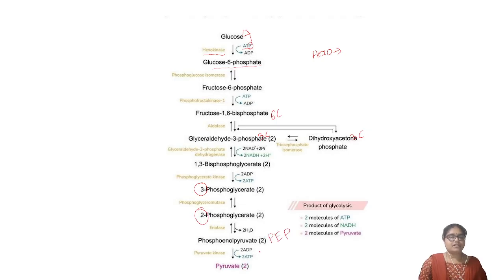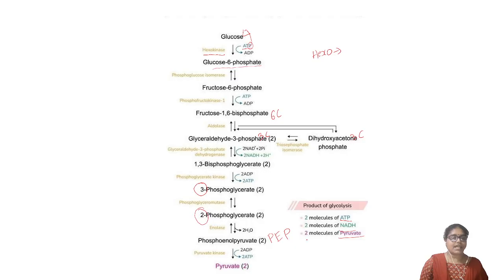From PEP, another substrate level phosphorylation occurs in the presence of pyruvate kinase. Another molecule of ATP is formed. From phosphoenol pyruvate, one phosphate group is given to ADP to form ATP, and 2 molecules of pyruvic acid or pyruvate are formed. Here the products of glycolysis are 2 molecules of ATP, 2 molecules of NADH and 2 molecules of pyruvate.